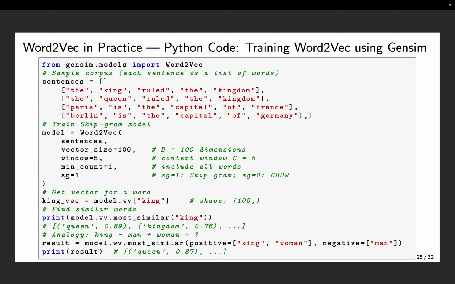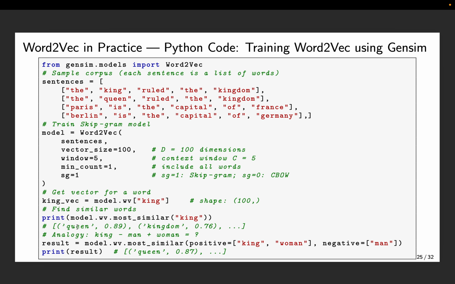The sentences are our training data, vector size is 100, window size is 5, minimum count is 1, and sg is 1. This means skip-gram. sg equal to 0 would give you CBOW, the continuous bag of words. After training, we can access the vector for any word: model.wv['king'] returns a numpy array of shape (100,). To find the most similar words to king, model.wv.most_similar('king') returns a list of (word, similarity score) tuples.